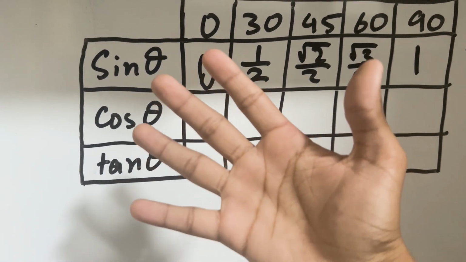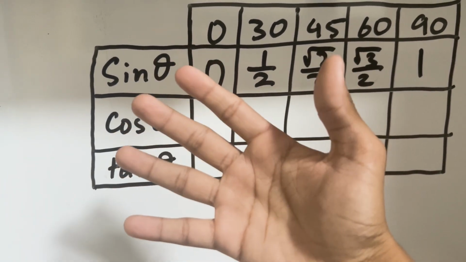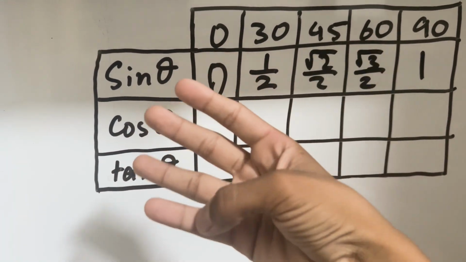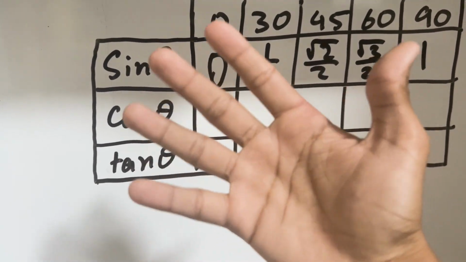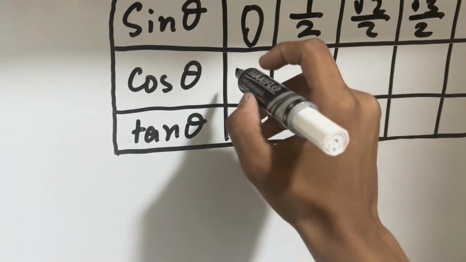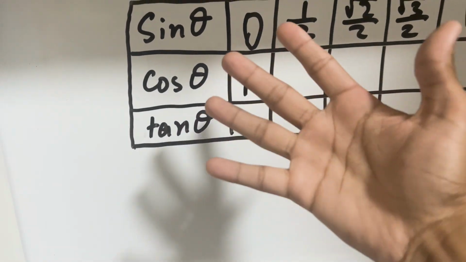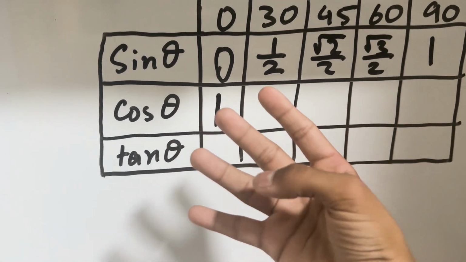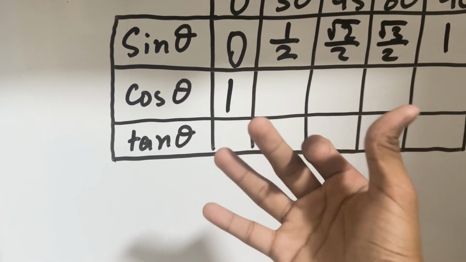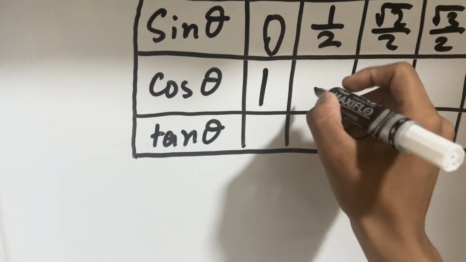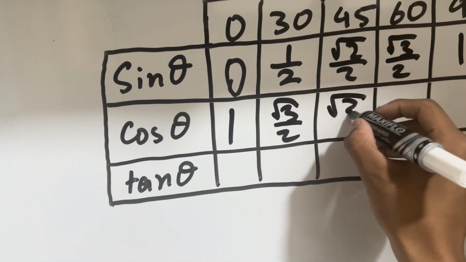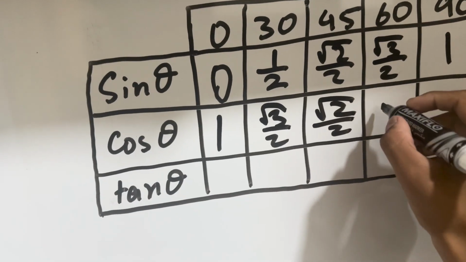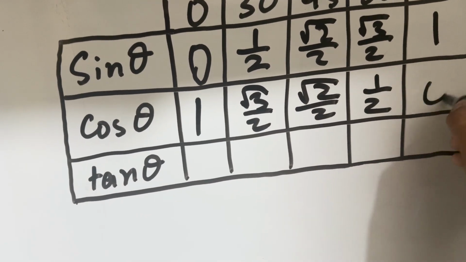For cos theta, we're going to do the opposite. We're going to have the square root of the number of fingers above. So we have 0 over here. How many fingers above it? 1, 2, 3, 4. So the square root of 4 over 2. We just did that. That's 1. Now we have 30. 30 is over here. How many fingers above? 1, 2, 3. So the square root of 3 over 2. And if we continue doing this, we're going to have 2 over 2 for 45, 1 over 2 for 60, and then 0 for 90.